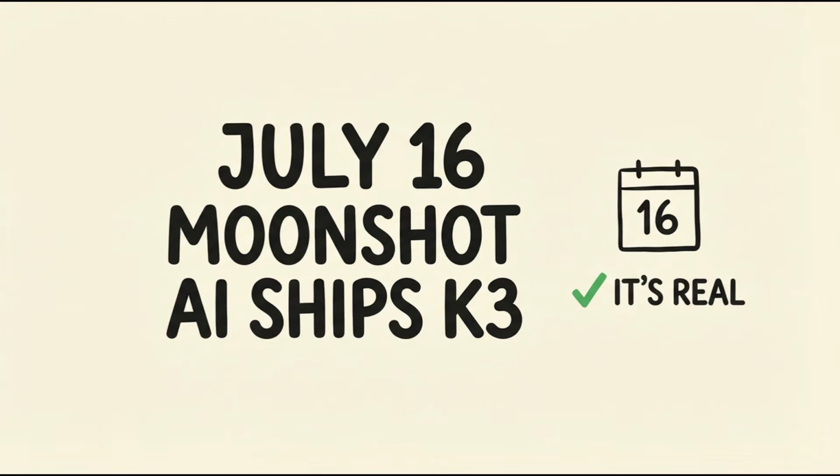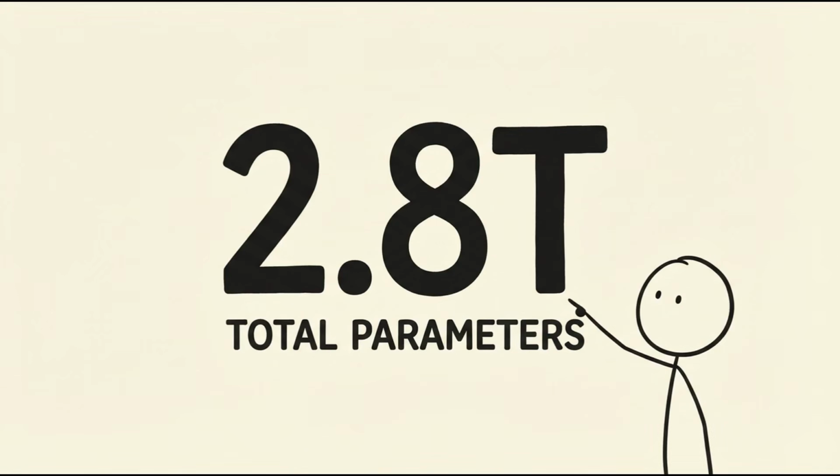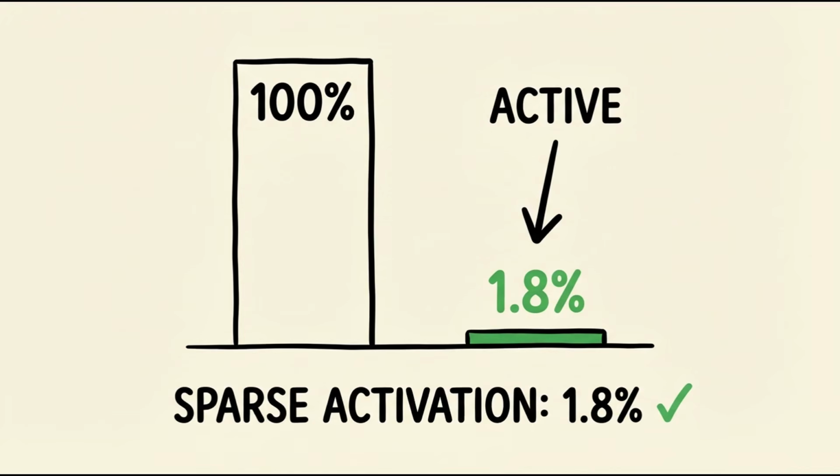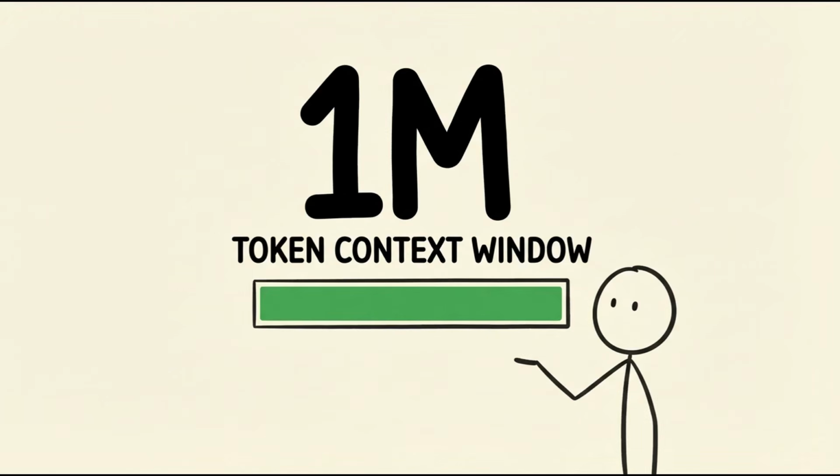Moonshot AI dropped K3 on July 16th, and by every independent measure, it's real. 2.8 trillion total parameters, a sparse mixture of experts design that only wakes up 16 of its 896 experts per token, roughly 1.8% activation. 1 million token context window.